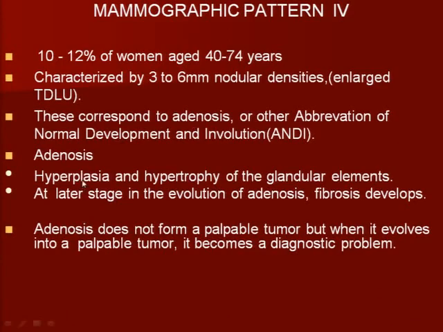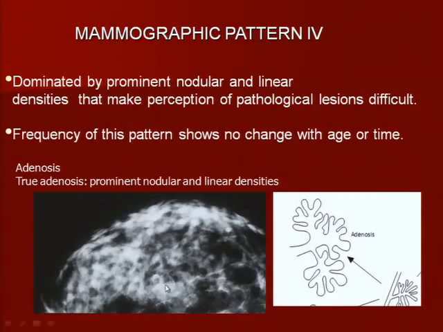Basically, what is adenosis? It is the hyperplasia and hypertrophy of this glandular tissue, which later can involute and undergo fibrosis. But if they enlarge, they can become cysts, they can be fibroadenomas. And when they're not palpable, they're small nodules, you're not worried. But when they become bigger nodules, it becomes a diagnostic problem. Pattern 4. See the nodular densities, nice nodules. These are all TDLUs. Okay, and here you may see a lesion, but it's a bit difficult. But this is a terminal ductal lobular unit, and see how the ducts are enlarged. And this is adenosis.